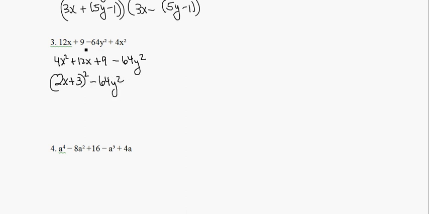So notice in this one, I took all the x's and put them together, and then it turned into a perfect square trinomial, which is a classic problem. So here's the difference of two squares. So I get 2x plus 3 minus 8y, 2x plus 3 plus 8y.